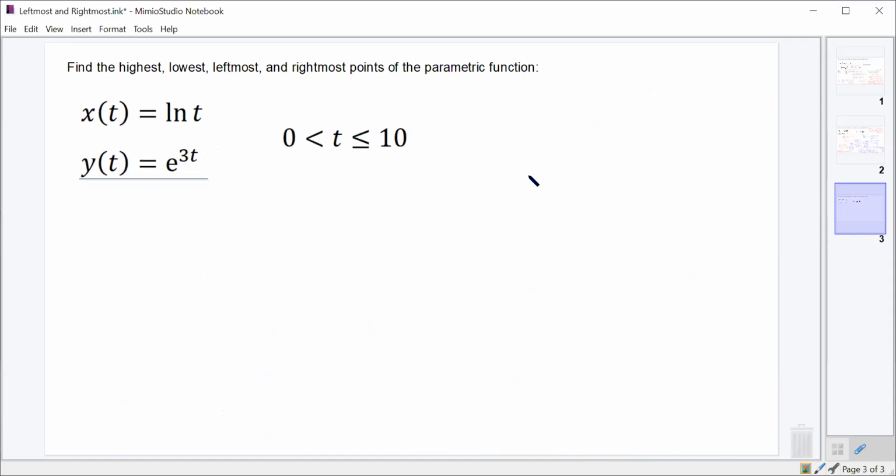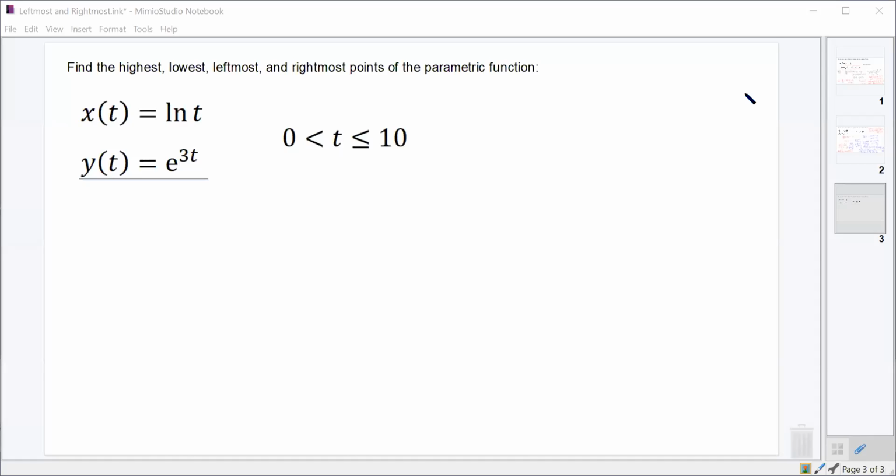All right, why don't you guys do this one on your own? This one is not too bad, actually. This one's pretty easy. Note that it's open on the t equals 0 side because you can't plug in t equals 0 into natural log and get an actual value. So half open interval 0 to 10. And then this is our parametric. So see if you can find highest, lowest, leftmost, rightmost if they exist, absolute and local. Ready, go.